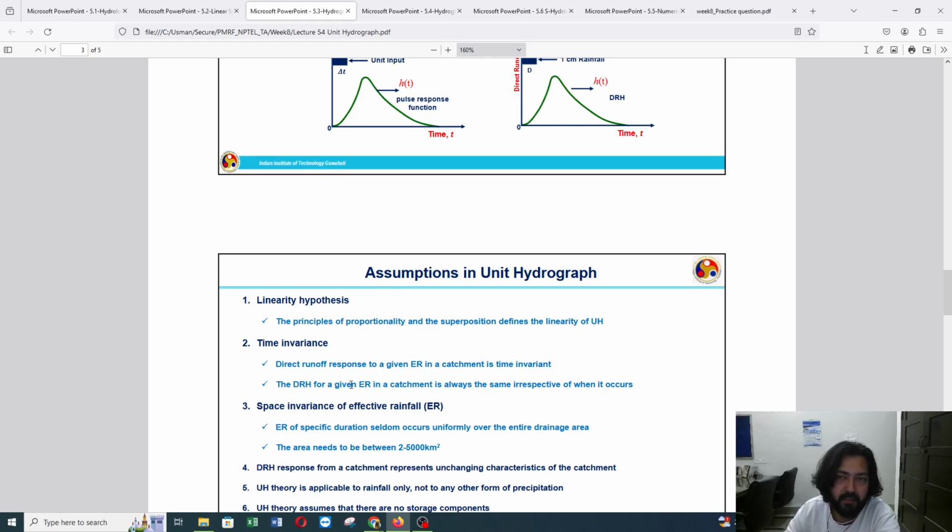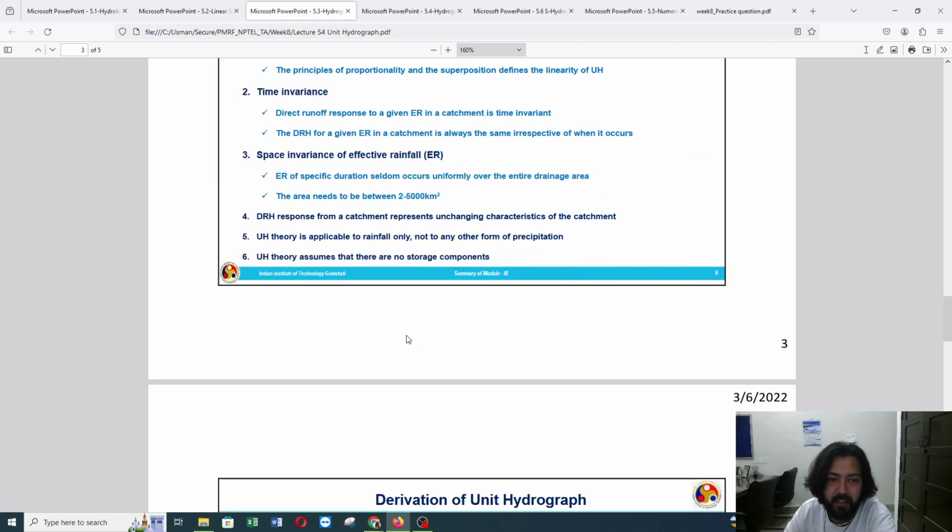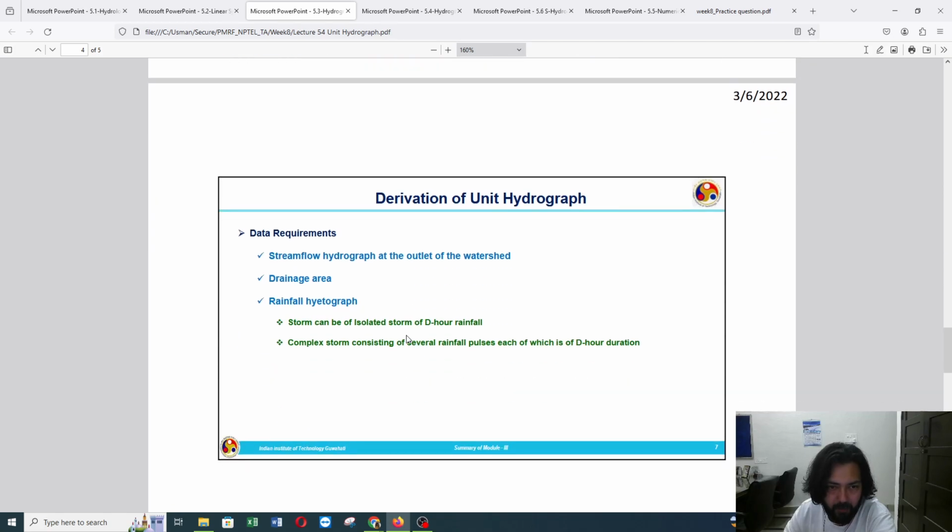Then we talked about the assumptions in the unit hydrograph: it is linear, it is time invariant, and excess rainfall remains constant over the period of time. The area of the catchment should be between 2 to 5000 square kilometers. Then we talked about how the DRH response from a catchment represents unchanging characteristics of the catchment, so we should consider the changing characteristics and then derive the DRH.